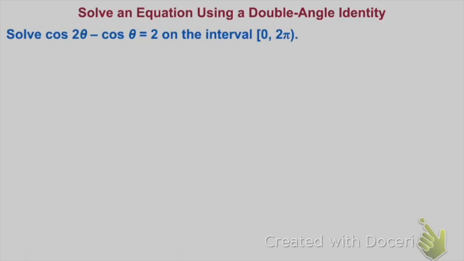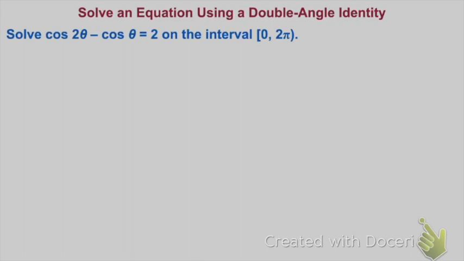Next thing we're going to do is solve an equation using double angle identities. So we have cosine of 2 theta minus cosine of theta equals 2 on the interval from 0 to 2 pi. We have a double angle in here. We're going to go right to our double angle identities and use one of them. And again, we're going to look at the one we think is going to work best for us. And if you look at your double angles, we have a couple of options. We can use any of them.